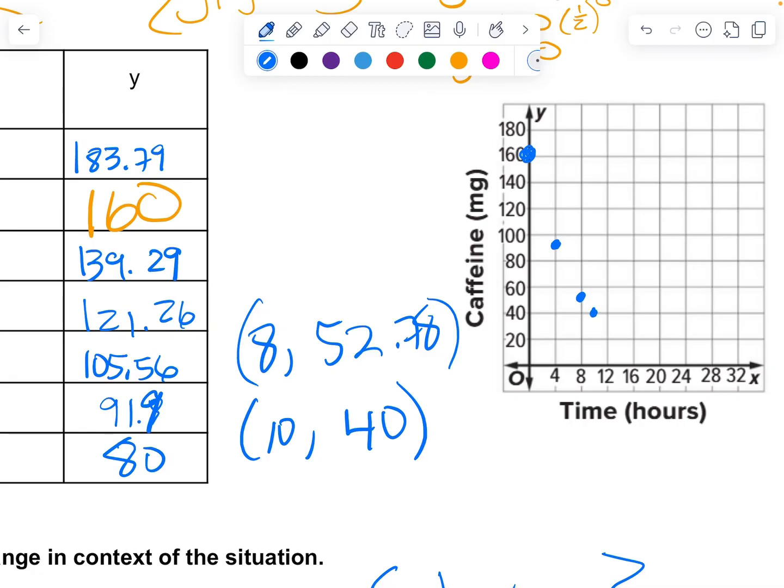And 12 would be 30.3. So 12 is 30. And if I did 14, no, I don't want to do 16. 16, that's 17. So if you see, it's going to get smaller and smaller and smaller. It's going to get close, close, close. And there we go.